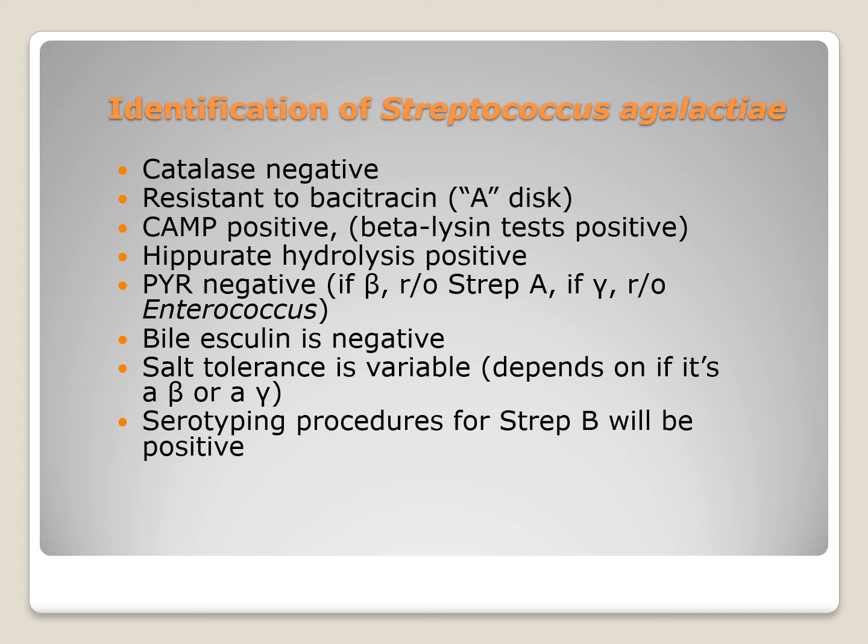It's PYR negative, and the reason we would do PYR is to rule out strep A if it's a beta, or rule out Enterococcus if it's a gamma. It's bile-esculin negative. The salt tolerance is variable depending on if it's a beta or a gamma, but the gold standard for identifying Streptococcus agalactiae is by serotyping it. It's going to be positive with the strep B latex.